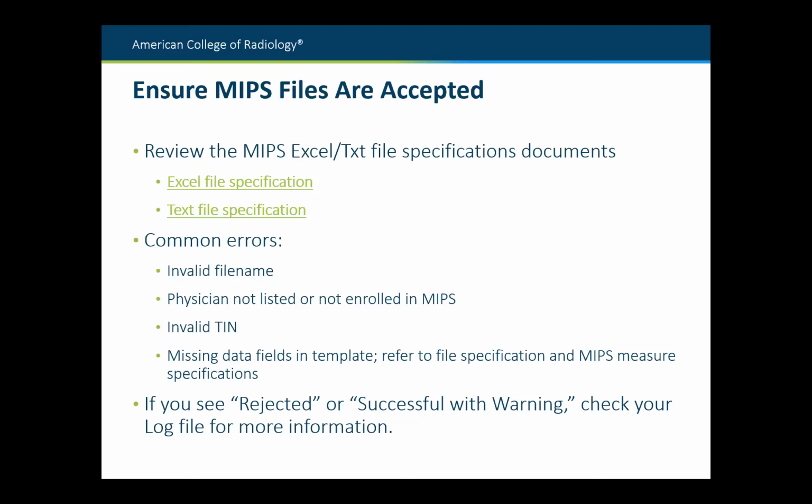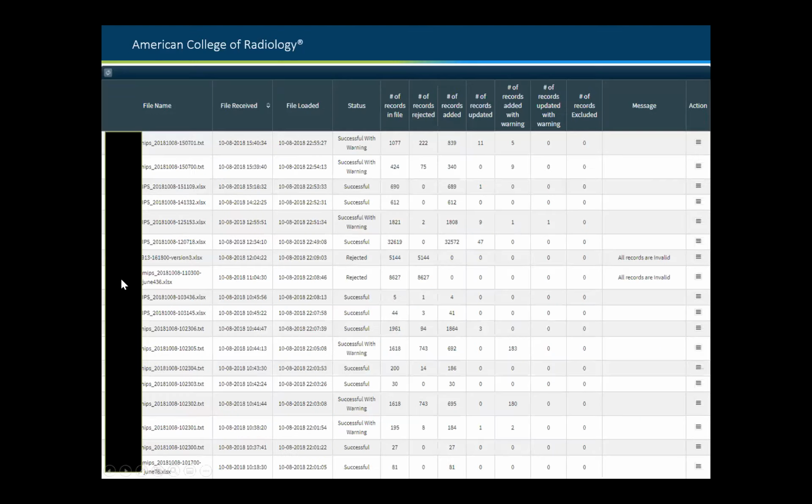So the main thing to look out for is if you see any files that are rejected, or if they say successful with warning, what that means is you're going to want to check your log file, and that'll tell you exactly what the issue is with what you've submitted. And this next slide is going to show you what that looks like when you scroll down on the upload files page. So what you'll see here is a list of all the files that a site has uploaded.